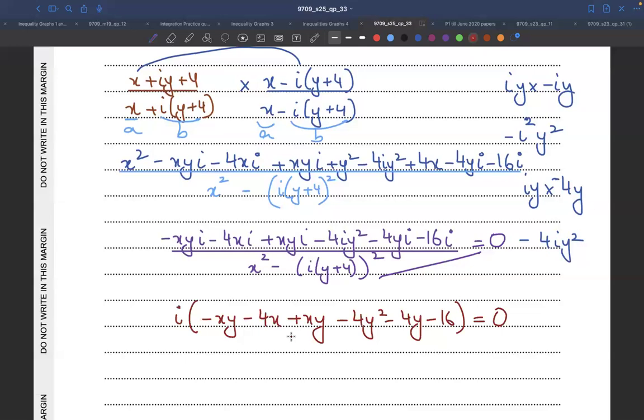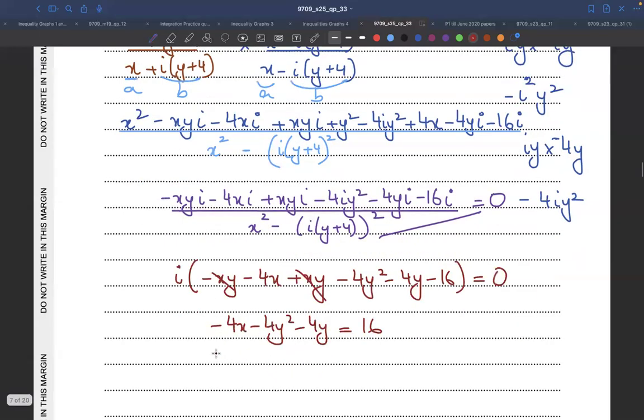So minus xy plus xy cancels. And what else do we have? We have minus 4x minus 4y squared minus 4y minus 16 equals 0. So we can now write this as minus 4x minus 4y squared minus 4y equals 16. We can divide by minus 4 to make it easier, so x plus y squared plus y equals 4. So that will become our first equation.